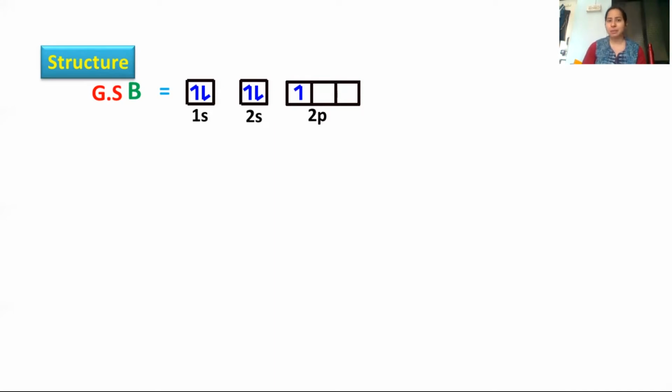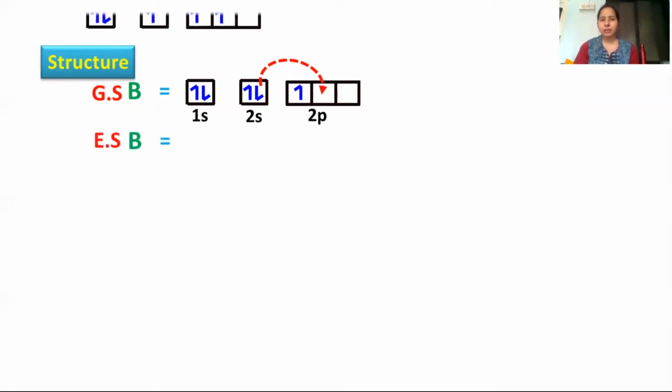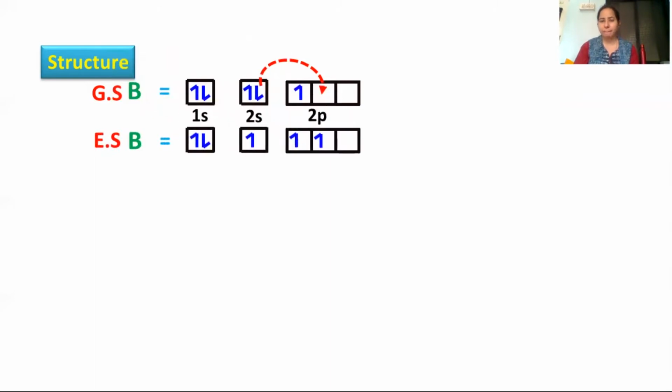Boron has atomic number 5, electronic configuration 1s2, 2s2, 2p1. This is the ground state. In the excited state, what will happen? One electron from 2s will jump into 2p, so the configuration becomes 2s1, 2p1, 1, 1. In that way, you can see we have 3 unpaired electrons. It becomes sp2 hybridized, and we'll have a trigonal planar structure.